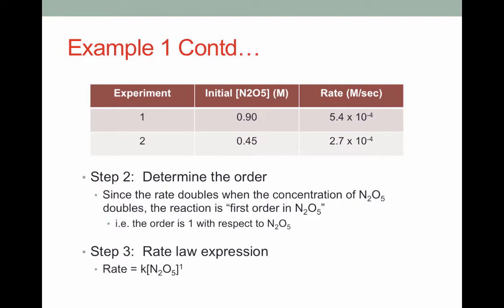We now know that rate is equal to K times the concentration of N2O5 to the first power, which should make sense mathematically. If we raise the concentration of N2O5 to the first power, that means that doubling N2O5 will double the rate, tripling N2O5 will triple the rate, and so on and so forth.